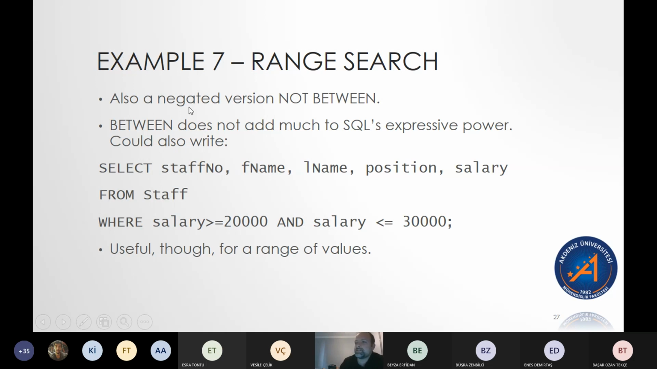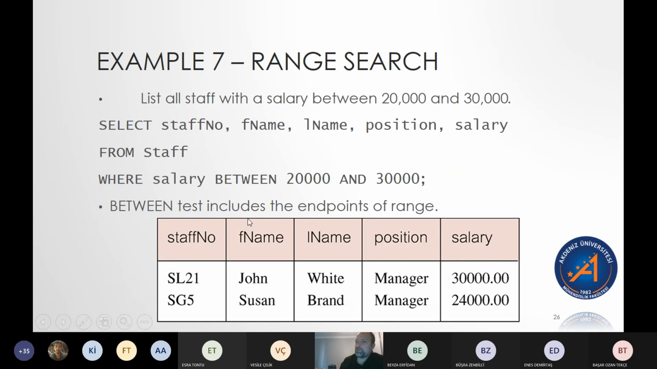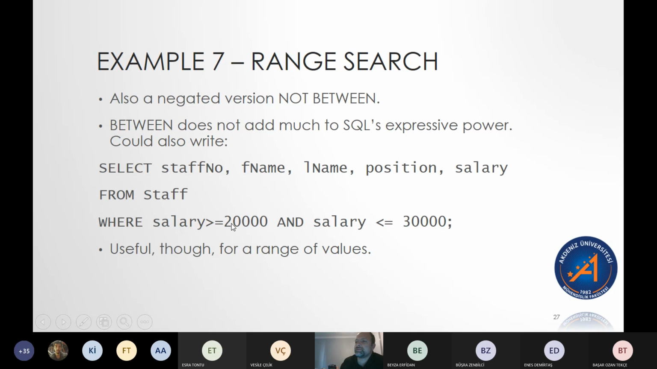Also, what you'll see in a number of these slides is this comment about there being a negated version, not between. If we said where salary not between 20,000 and 30,000, then we would get all salaries strictly less than 20,000 and all salaries strictly greater than 30,000. So we can use not between to get things outside of a range of values. You're going to see this comment on a lot of our slides, meaning that we can get things that are in a set or in a range, and we can also get things that are not those things, just by using the not reserved word.